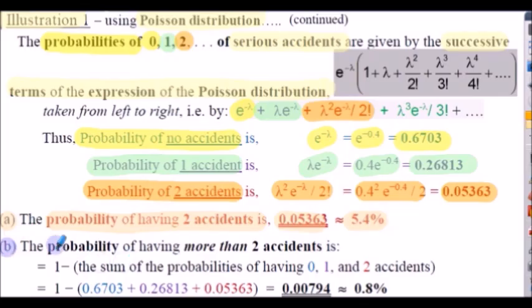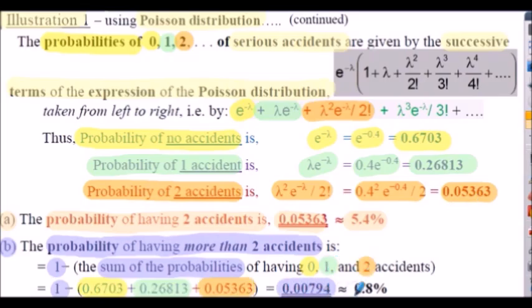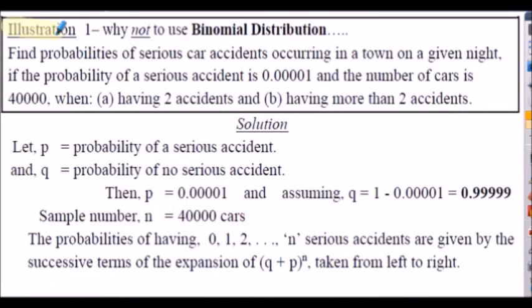And part B, to calculate the probability of having more than 2 accidents, that's 1 minus the sum of the probabilities of having no accidents, 1 accident, 2 accidents. And that evaluates to approximately 0.8%. I've also now considered illustration 1 to show why it's preferable not to use the binomial distribution in this case. Again, I'm going to let you review this at your own pace. It relates to the calculations we performed in a previous presentation related to the binomial distribution.